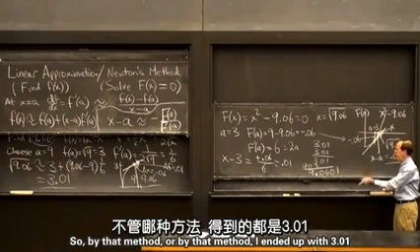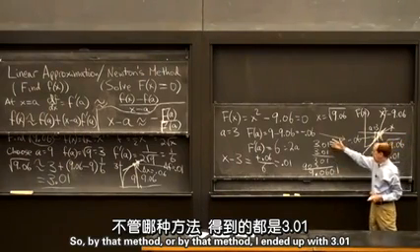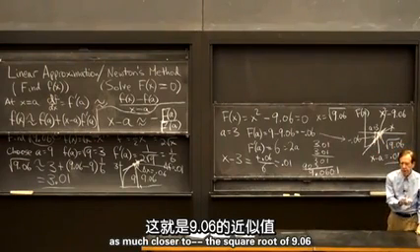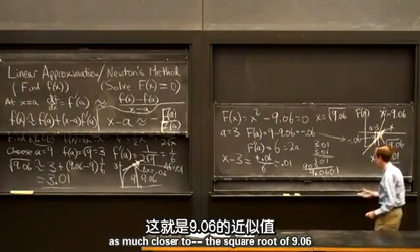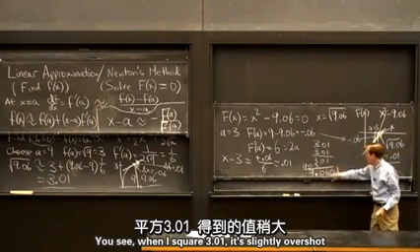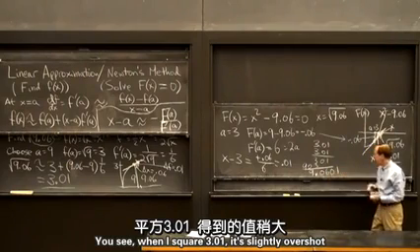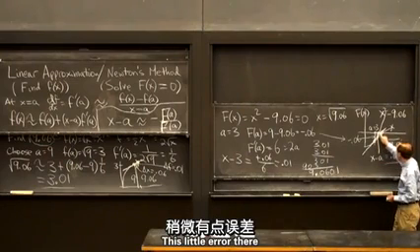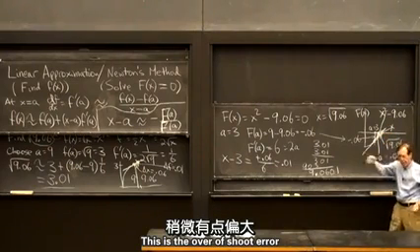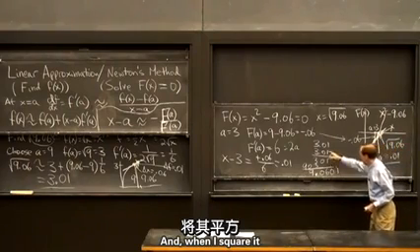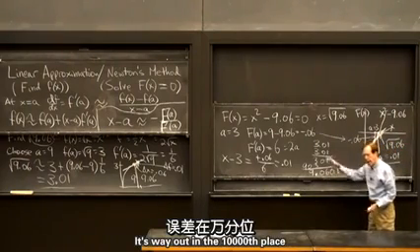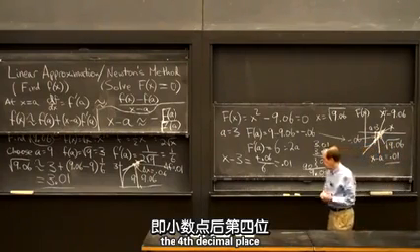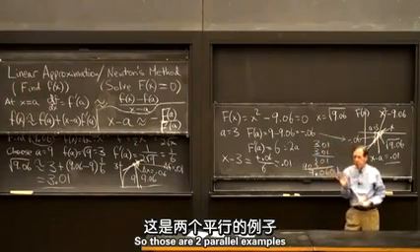So by that method or by that method, I ended up with 3.01 as much closer to the square root of 9.06. You see, when I square 3.01, it slightly overshot. It slightly overshot the 9.06. This little error there, this is the overshoot error. And when I square it, it's way out in the 10,000th place, the 4th decimal place. Okay.